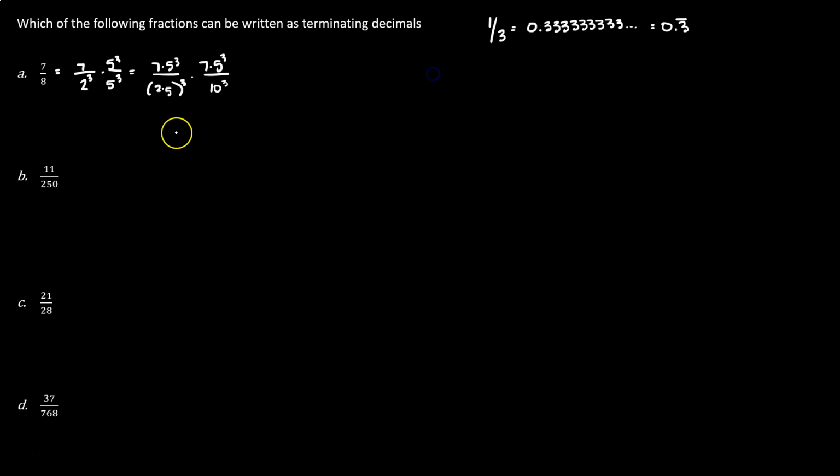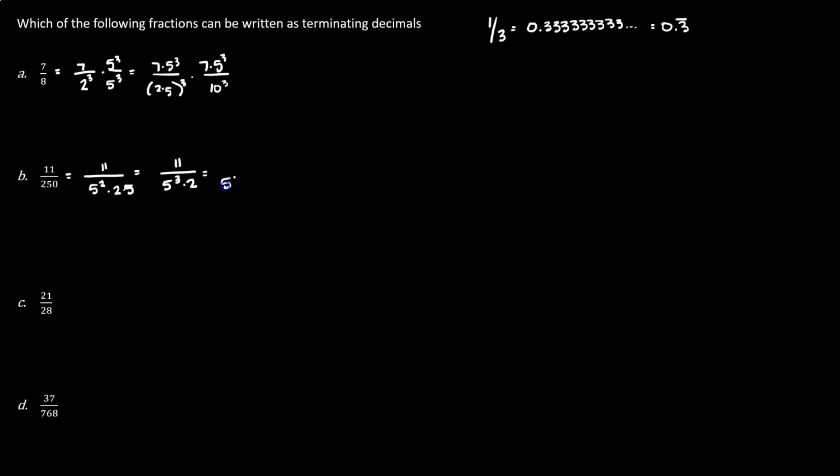Let's take a look at another one. We have 11 over 250. We're going to factor the denominator. 25 times 10 is 250, and 25 is 5 squared. So we have 5 squared times 10. 10 is 2 times 5. So our denominator is actually 5 cubed times 2, which is perfectly fine. We only have two different prime numbers in the denominator. We have a 2 and we have a 5.